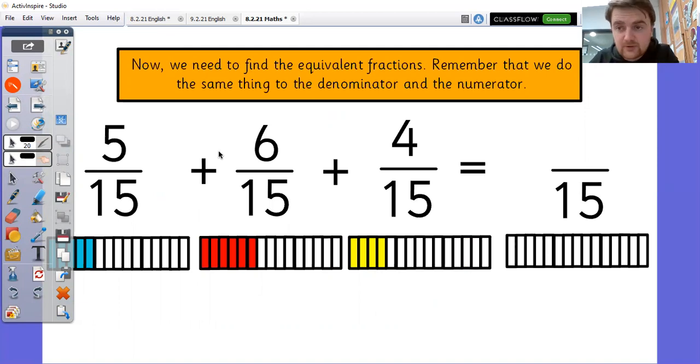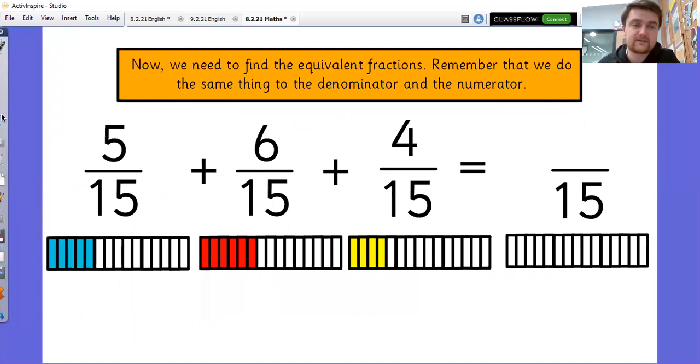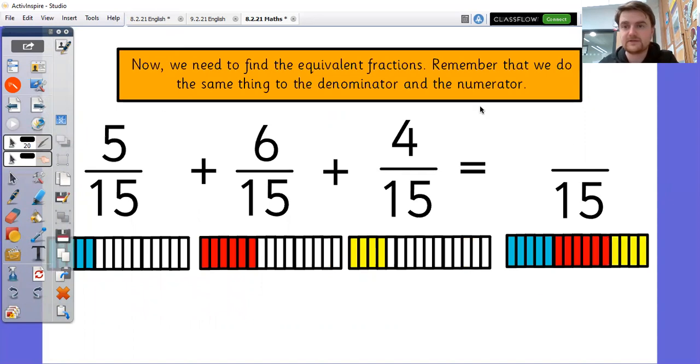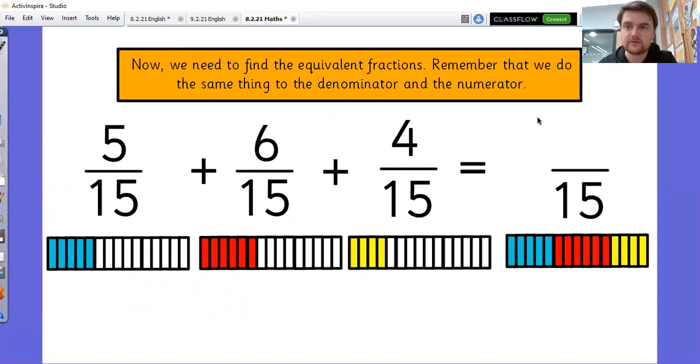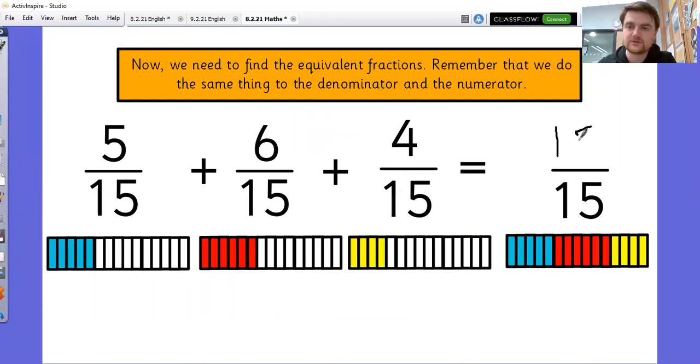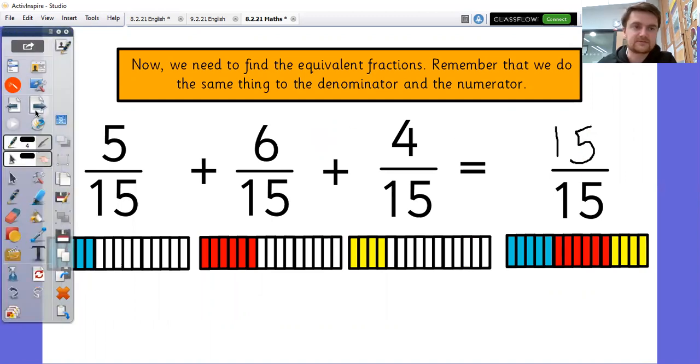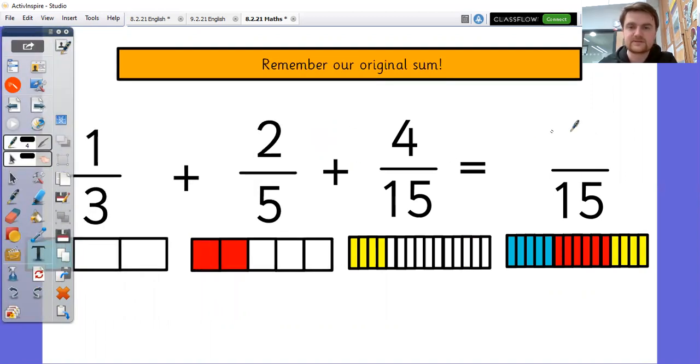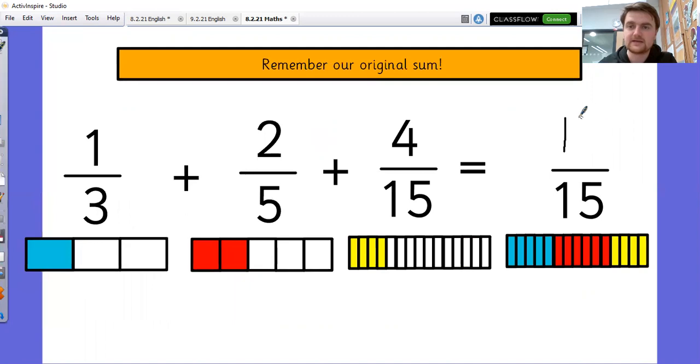So I'm going to use my number bond knowledge to help. 6 add 4 is 10. Add the 5 gives me 15/15, which is also equivalent to 1 whole. It's always important for us to remember what the original sum was as well. So we have to remember that 1/3 add 2/5 add 4/15 is the same as 15/15.